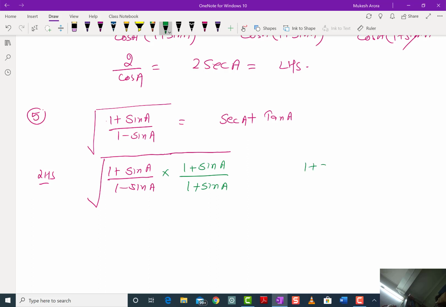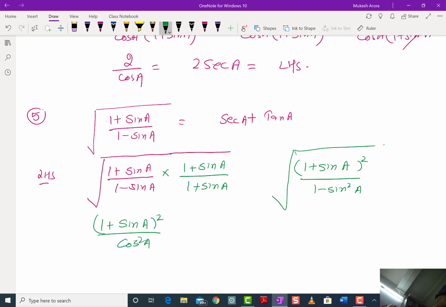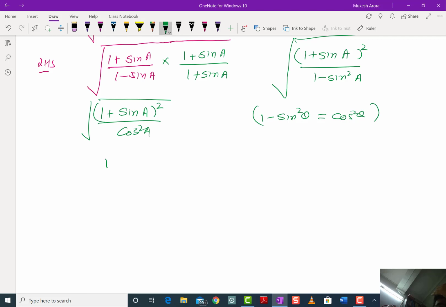When we rationalize, it will be (1 plus sin A) whole square and 1 minus sin square A under the root. If you see, secant is 1 by cos and tangent is sin by cos. We need cos in the denominator. So 1 minus sin square A is cos square A. So the root is removed: 1 plus sin A by cos A, 1 by cos A plus sin A by cos A. This is secant A plus tangent A.